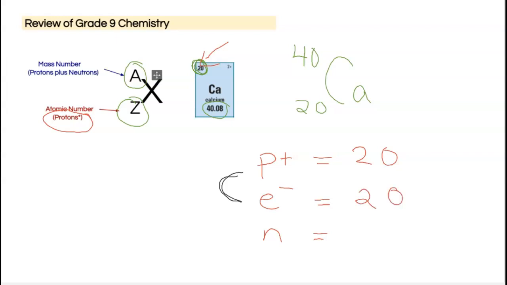Now, the last little bit is, how do I get my neutrons? The way that I do that is by saying, well, I know that this 40 right here is a result of my protons plus my neutrons. So if I take away the number of protons right here, then I can get my neutrons. It's set up so nicely here. All I have to do is say 40 minus 20 gives me 20 neutrons. Hopefully you remember this from last year. So now I have the number of protons, electrons, and neutrons for this atom. Okay, let's try the next one.